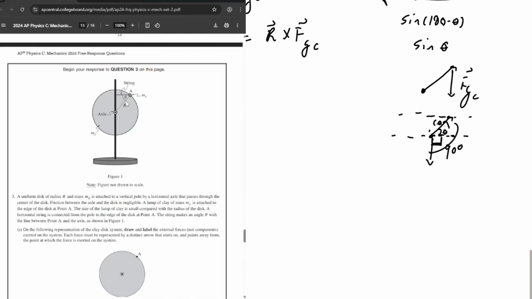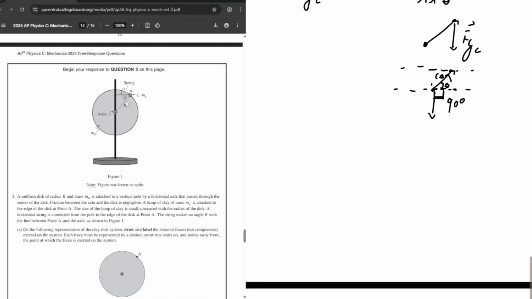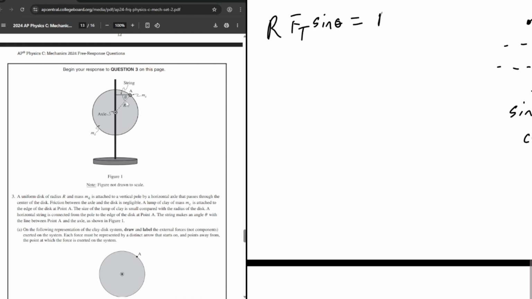So this angle, theta, is the angle between the two. We're going to take the angle between the two, which would be 90 plus theta, right? You see that 90 plus this angle here, 90 plus theta, which is cos theta. So we're going to write for our right side r F_GC. Remember, F_GC is the force of gravity acting on the clay. Cos theta, not sine theta.